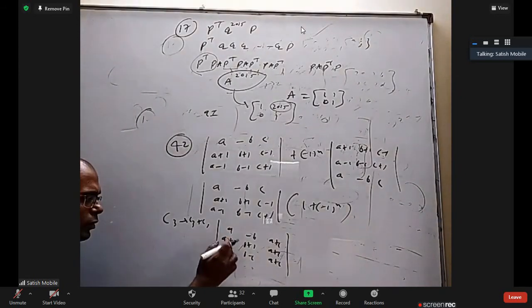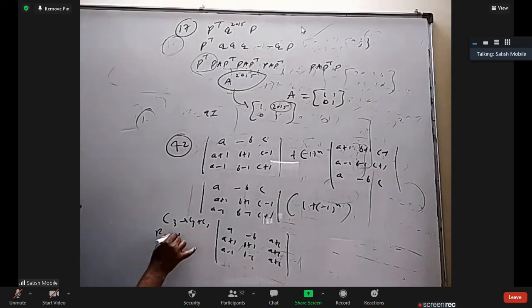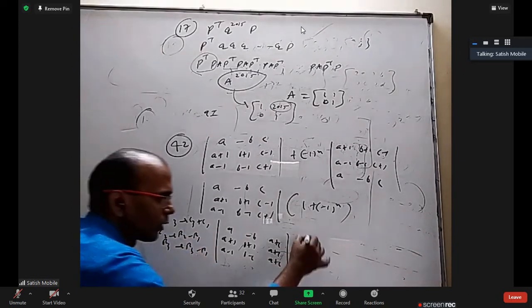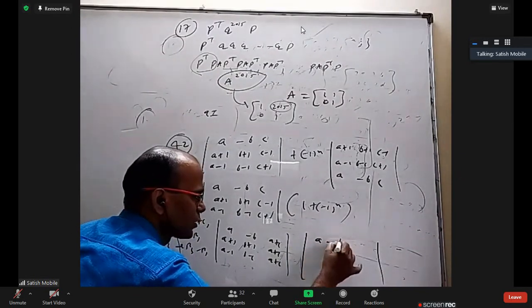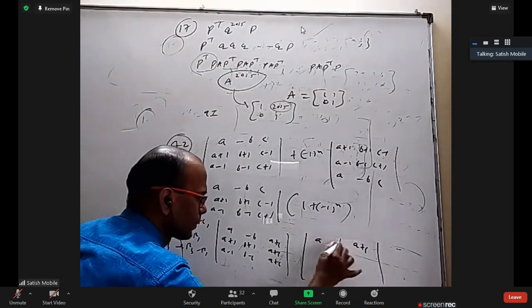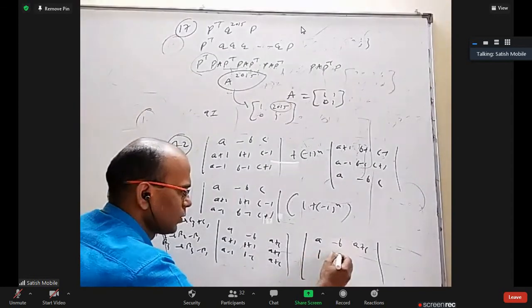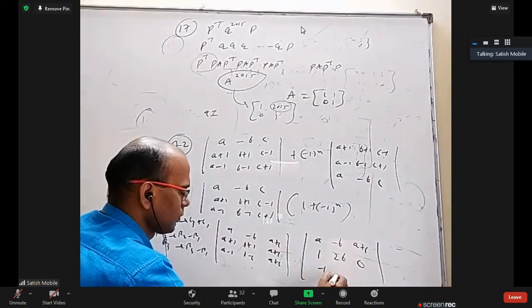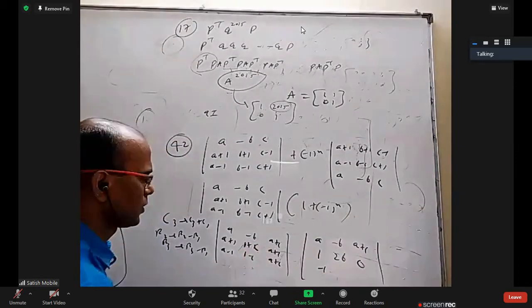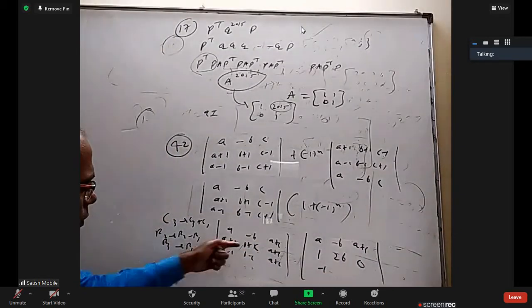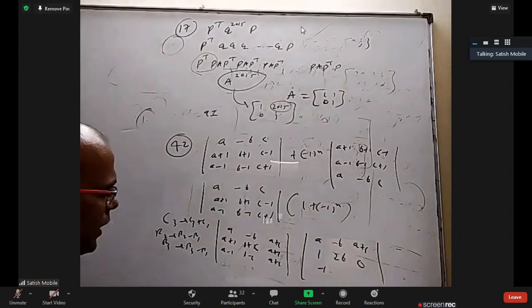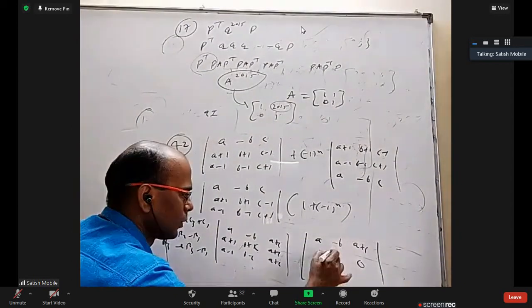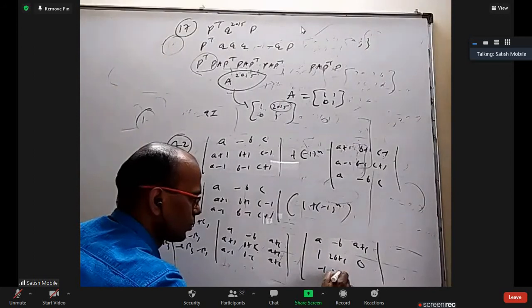Now remove the first row from the second and third rows. R2 as R2 minus R1 and R3 as R3 minus R1. What will I get? A minus B and A plus C. This will become 1, 2B, 0. This will become minus 1. This will be plus C, right? From this, I'm removing minus B, so it will add up. So this is wrong. 2B plus C, 2B minus C, 0.